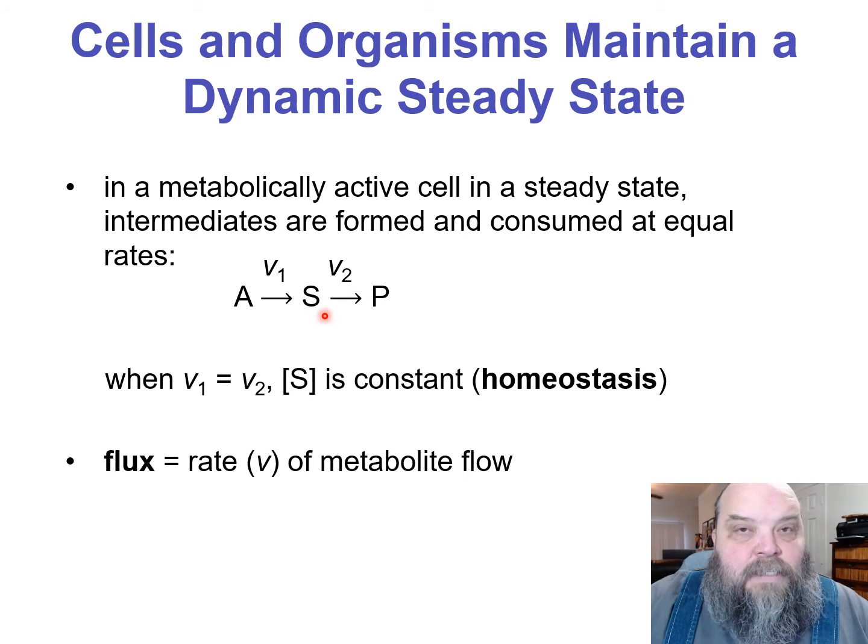When we see that S is neither going up nor going down, this velocity and that velocity are equal. So as quickly as A is going to S, S is going to P. We think of this as homeostasis in the cell. When it's going so fast from A to S because V1 is so much greater than V2, A is being depleted really fast, S is building up, P minimal. Not homeostasis, not good for the cell.